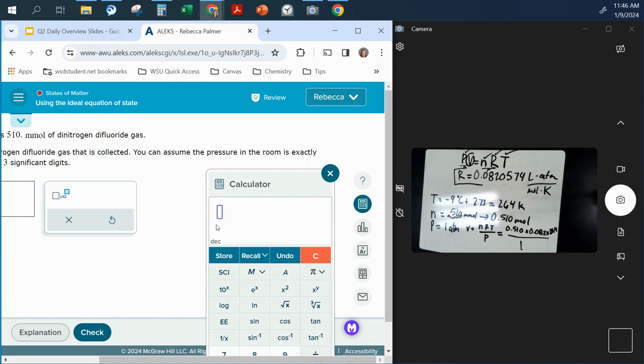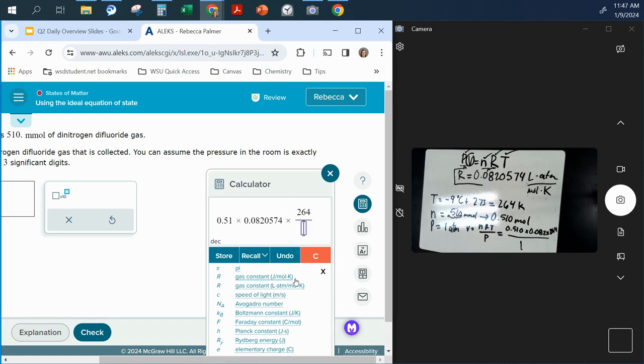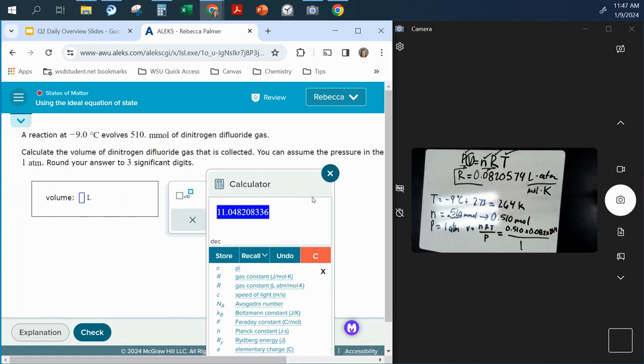So we've got 0.51 times 0.082. Oh, let's not type that in. Let's put in R. So if we go to this pi, this has all of the constants. We're using the gas constant, the second gas constant, times 264, our temperature, divided by 1. Well, 1 is fine. We don't have to divide by 1 because it won't change the value.